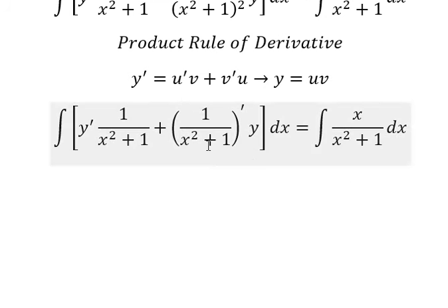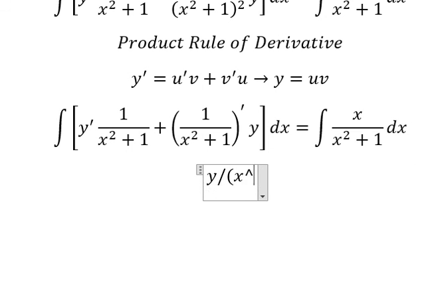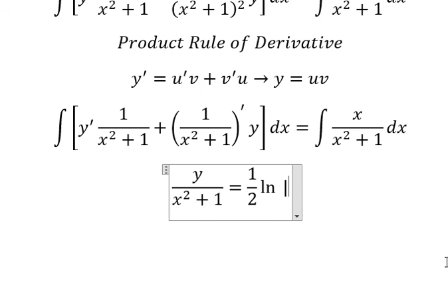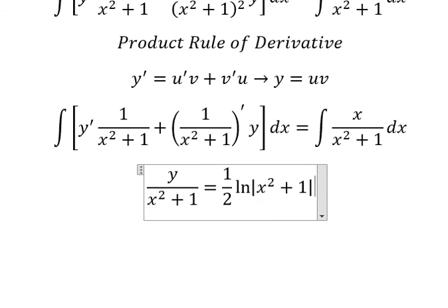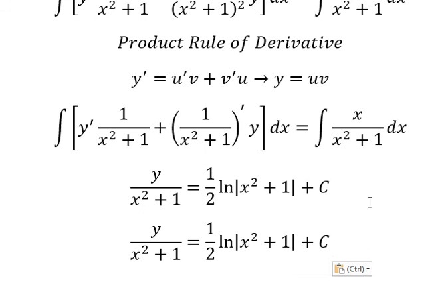The integration of this one, we have y over s squared plus 1. The integration of this one in here, we have 1 over 2 ln of the absolute value of s squared plus 1, and we put c. Later, we multiply both sides by s squared plus 1.